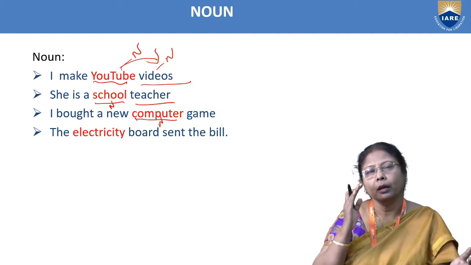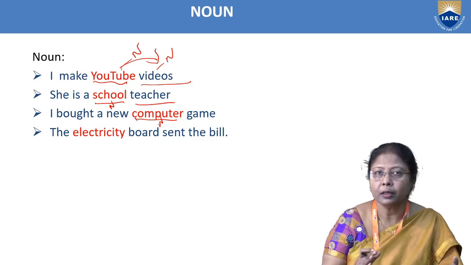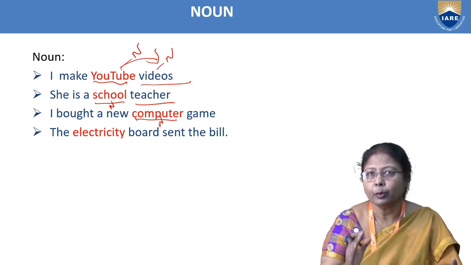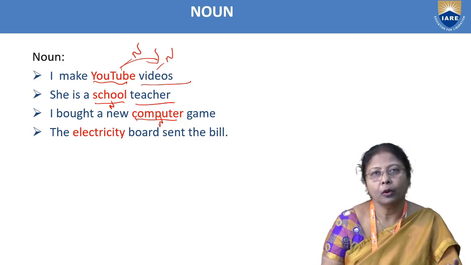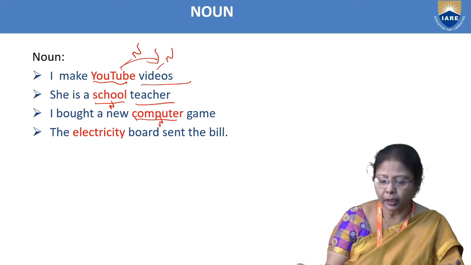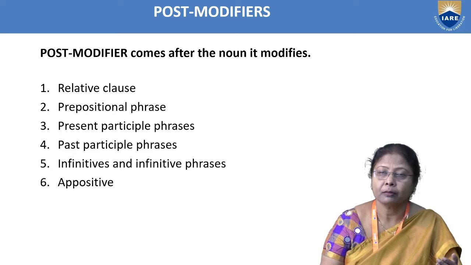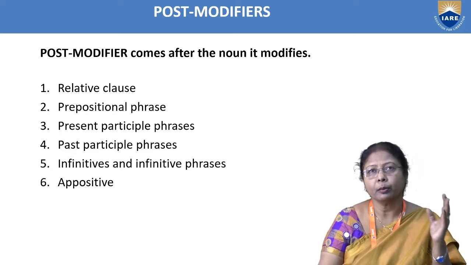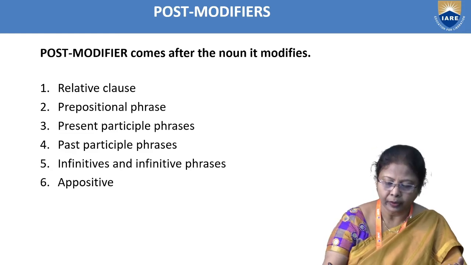So, in this way, a noun also determines another noun in the process of modification. All these come under pre-modifiers. So far, we discussed the pre-modifiers and now we are going to discuss post-modifiers.